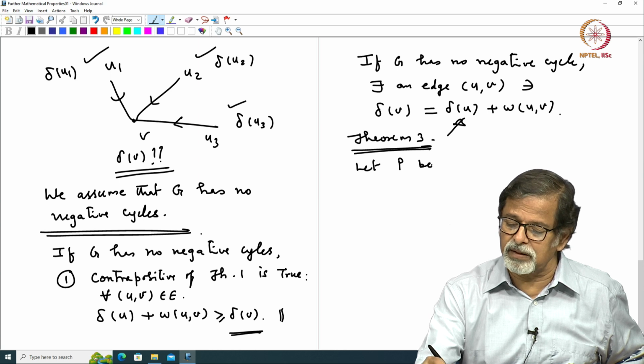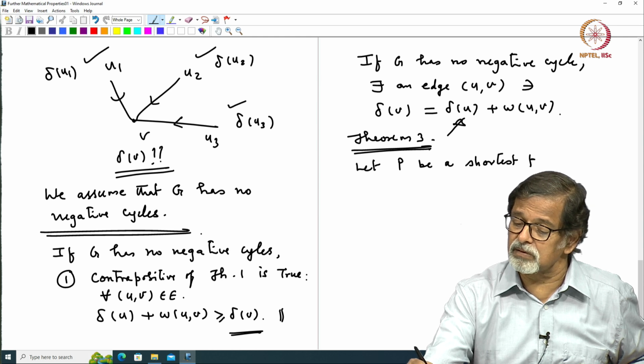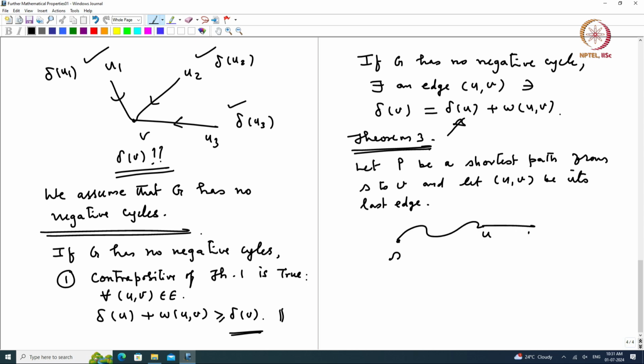Let P be a shortest path from S to V, and let uv be its last edge. So, from S, this is the shortest path from S to V. Okay.